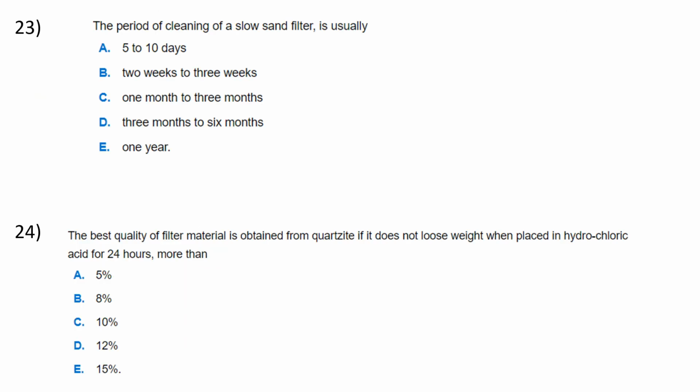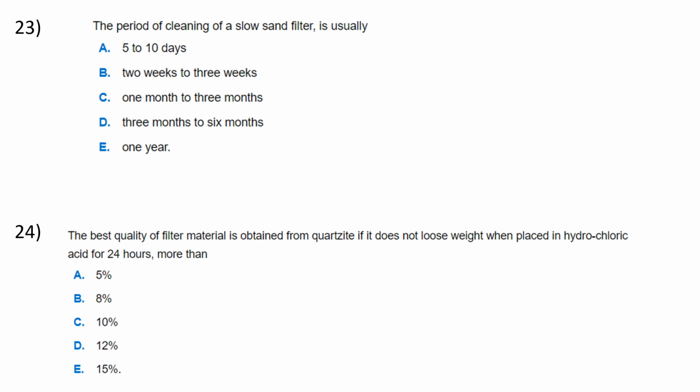Question number 23. The period of cleaning of a slow sand filter is usually, we have five options. Option A, 5 to 10 days, B, 2 weeks to 3 weeks, option C, 1 month to 3 months, option D, 3 months to 6 months, and option E, 1 year. So usually slow sand filter is cleaned in a period of 1 to 3 months. So the answer is option C.